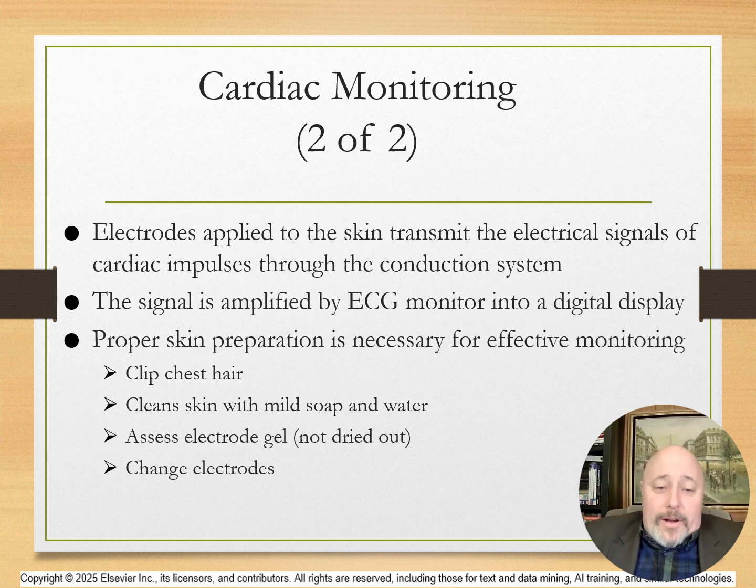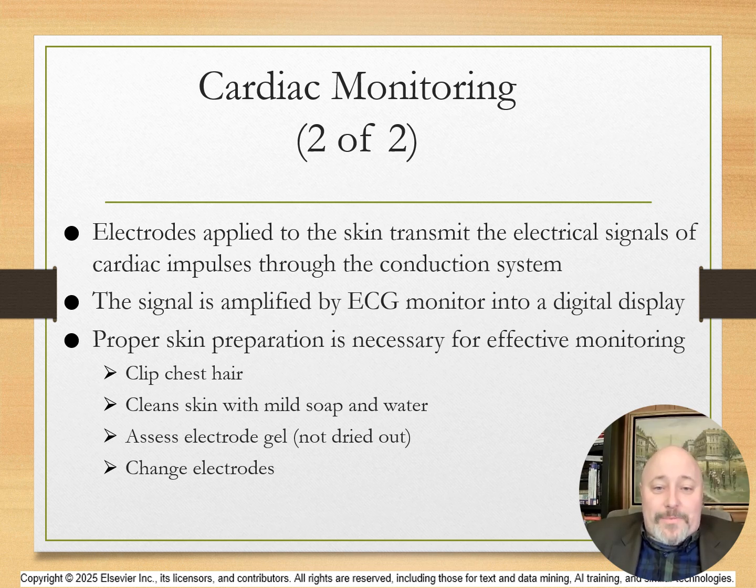In cardiac monitoring, electrodes are applied to the skin to transmit the electrical signals of the cardiac impulses through the conduction system. The signal is then amplified by the ECG monitor to a digital display. There are many things we need to be aware of, though. Before application, check the electrodes. Ensure that the gel is moist. Attach the electrode to the lead wire and place it in the designated locations. Unless it's very old, your ECG will have a diagram of where it wants those electrodes to be placed.